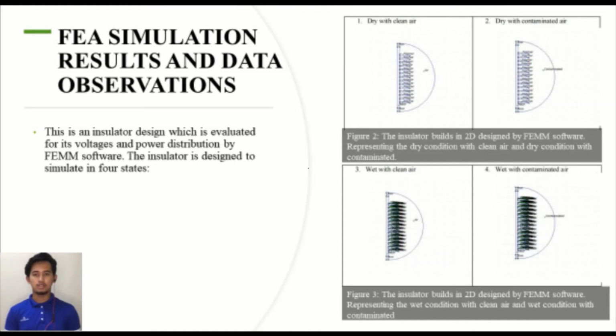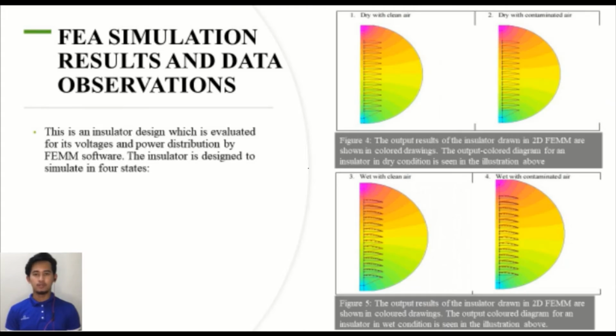representing the dry condition with clean air and dry condition with contaminated air. Figure 3 shows the insulator built into the design by FEMM software, representing the wet condition with clean air and wet condition with contaminated air. Figure 4 shows the output result of the insulator drawn into the FEMM, shown in colored drawing.